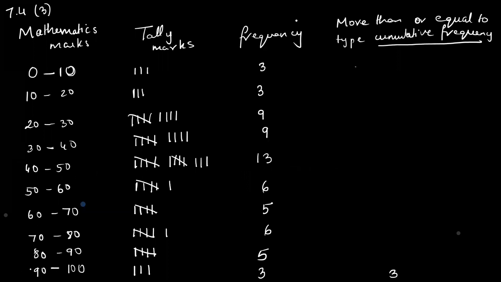Very good. So now we are looking at these values. It should be more than 90, more than 80, more than 70. Okay. Now after 3, above 3, what will I write? 8. Above 8. 14. Then 19.